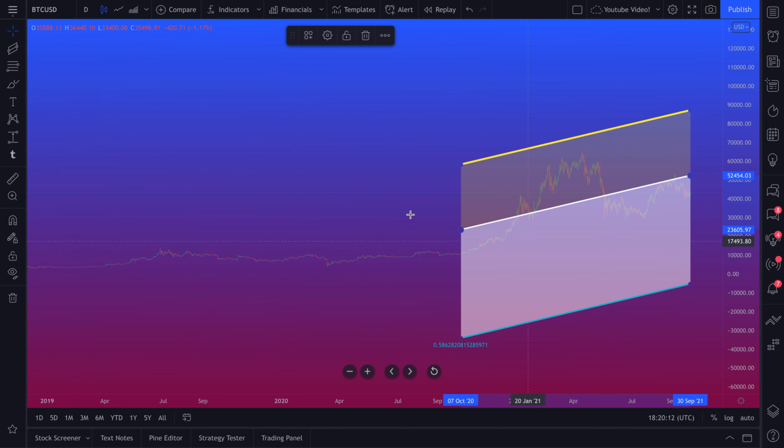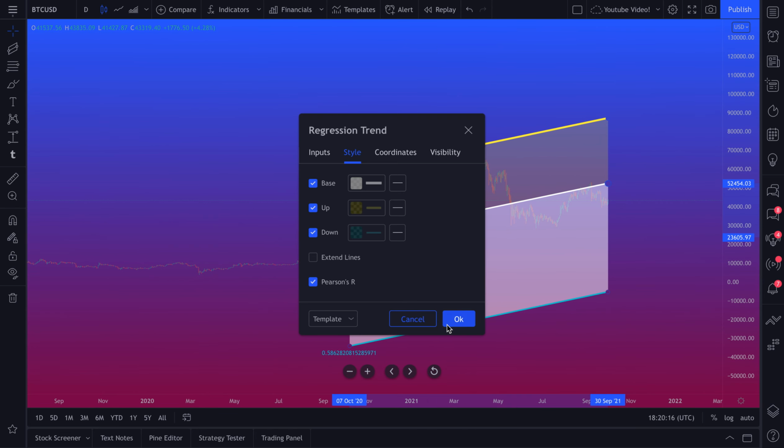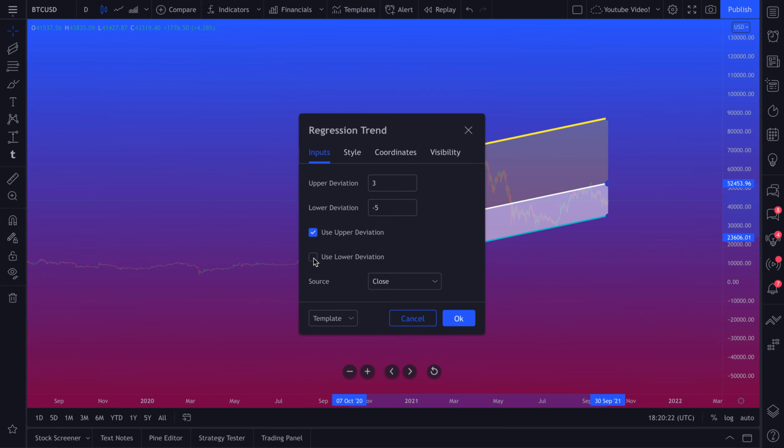This is obviously going to create quite the regression trend because we're taking in so much data and because we're using this lower deviation, which, of course, if we wanted to hide, it would just make it a little crisper.